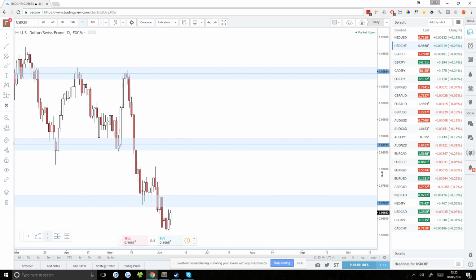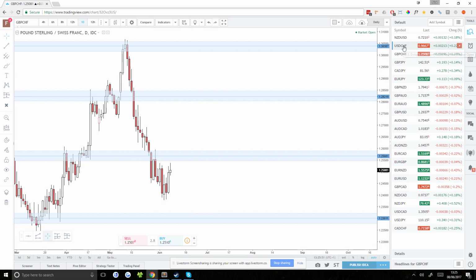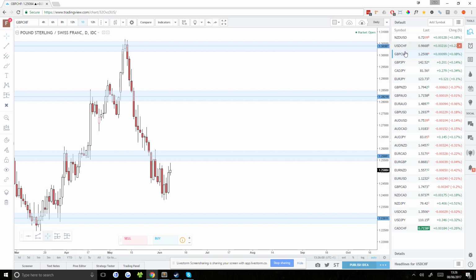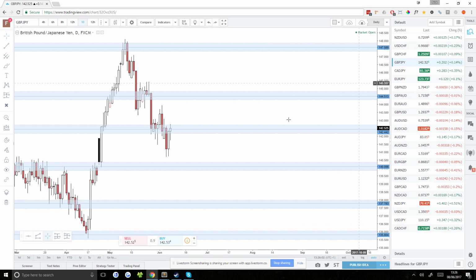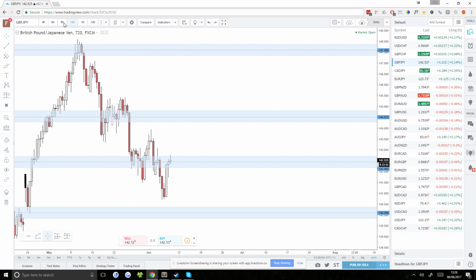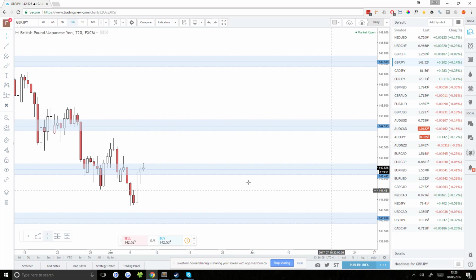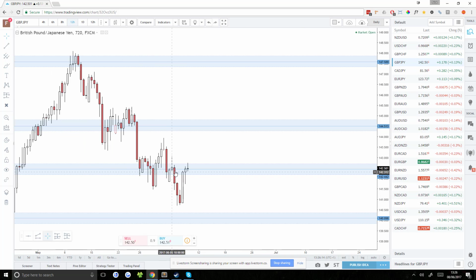USD CHF and GBP CHF, both of these, we're just looking for a continuation reversal. So we're looking for price to come up here and continue down. That applies to both GBP CHF and USD CHF. GBP JPY, again, continuation reversal. This one looks quite good. It's looking really nice on the 12-hour. I'm very, very tempted to get into this one if it closes as it is right now.